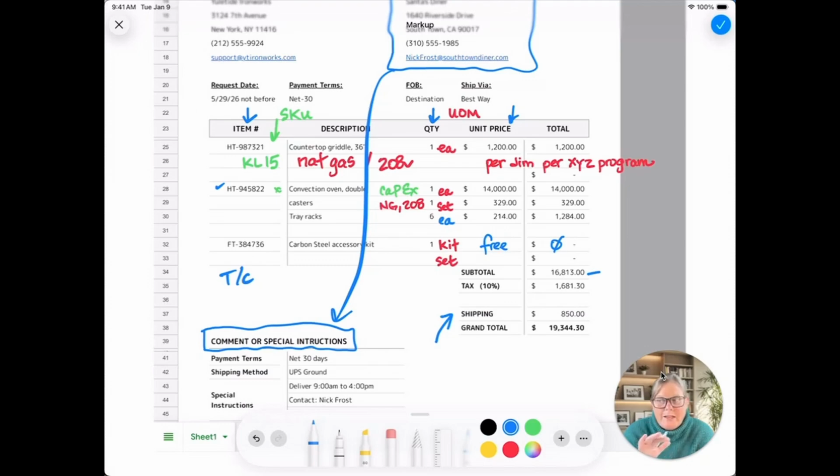They're just going to say, we estimate that this griddle and this double convection oven and the accessories is going to be $850. Now the griddle probably weighs 300 pounds. The double convection oven probably weighs about 1,000 pounds. And then the casters and the racks and the kit would probably be in their own box. Maybe, let's say 50 pounds. That's a lot. $850 is kind of cheap. The freight would be a lot more for that.